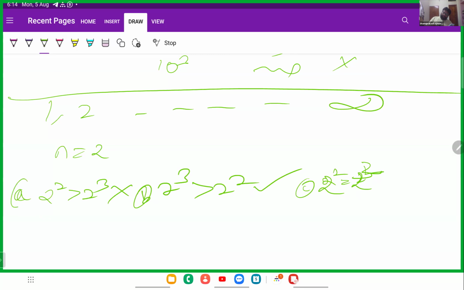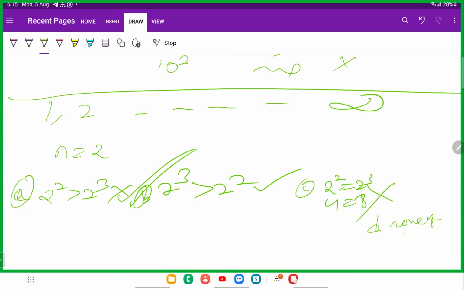Is 2 square equal to 2 cube? No, sir. 4 is not equal to 8. What do you mean to say? 4 is equal to 8? No, sir. It's not equal. So this is also not true. And what is the other option? D, none of these. So what is the answer now? B is the answer, sir. Okay, sir.